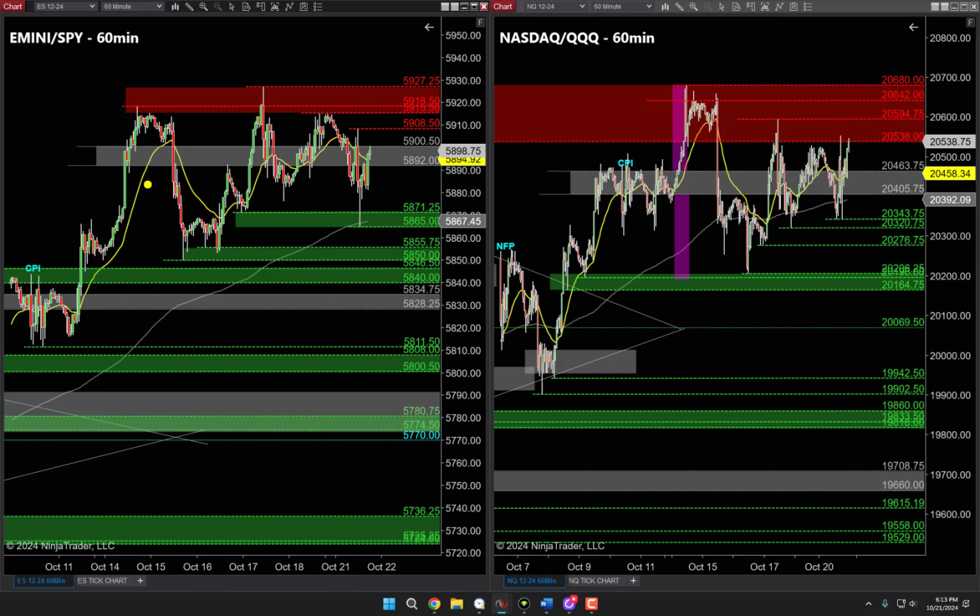I like to use these 60-minute charts for the overall directional bias. So bullish overall on the S&P and SPY, bullish overall on the Nasdaq and the triple Qs. This gives us the overall directional filter, the overall directional bias. It's one of the most important clues on these charts, but it's not the most important clue.